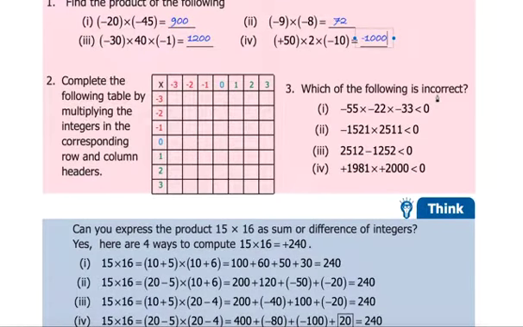Which of the following is incorrect? Oh, this is less than 0. This is correct only. Okay, this is also less than 0.